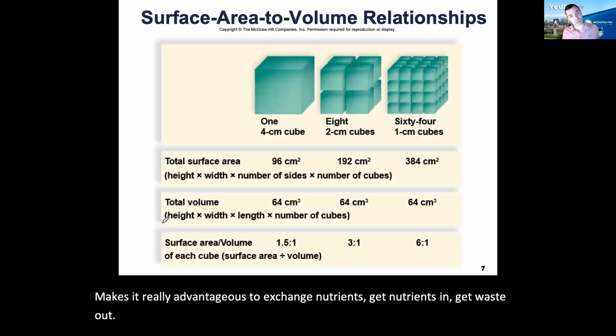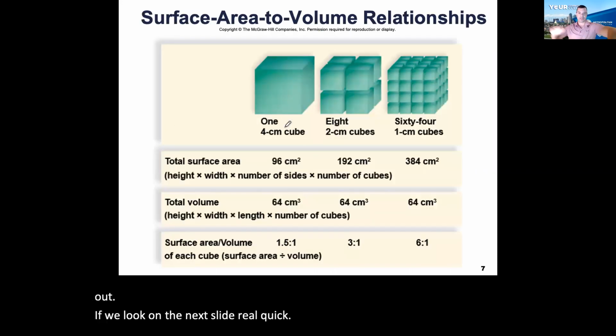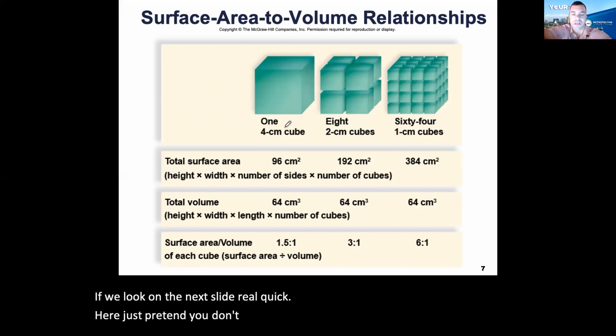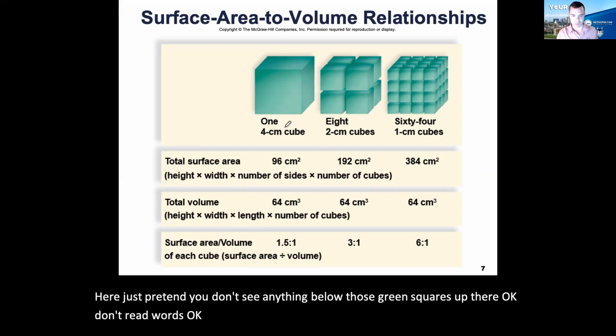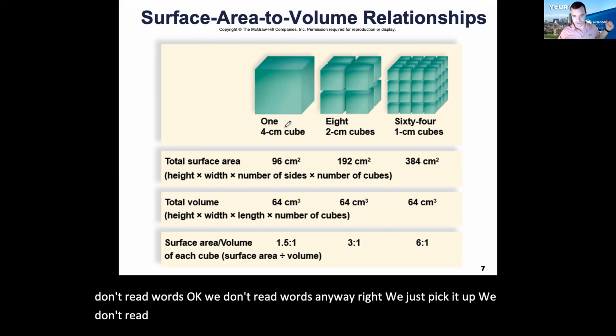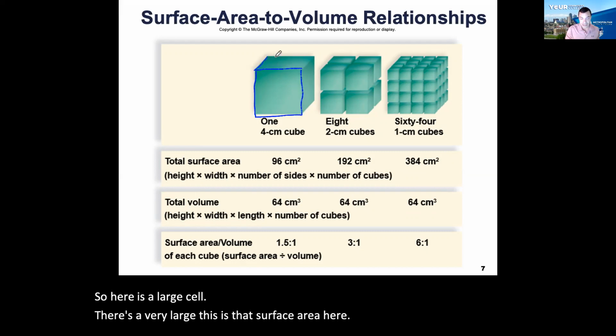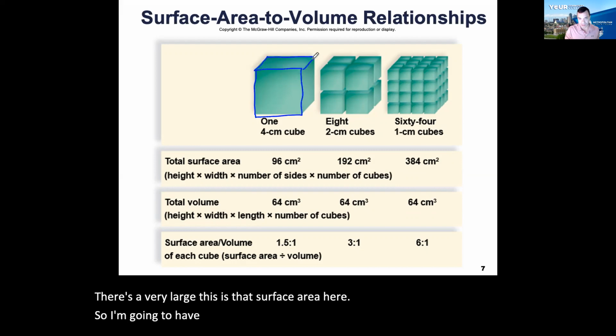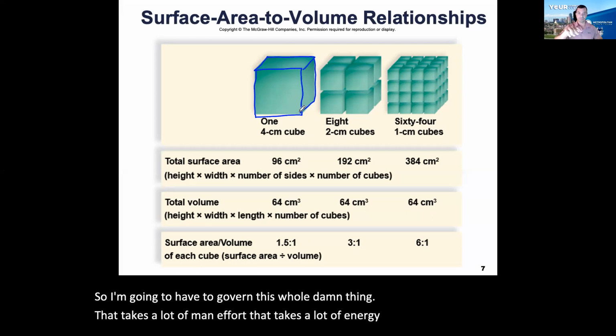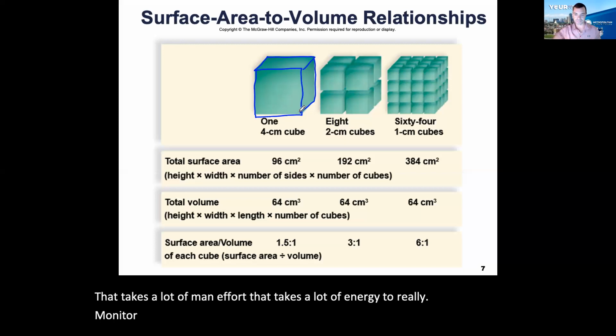If we look on the next slide real quick, just pretend you don't see anything below those green squares up there. Don't read words. We don't read words anyway, right? We just pick it up, we don't read the directions, we just start using stuff. So pretend you can't see it. Here is a large cell. It has a very large surface area here. So I'm going to have to govern this whole thing. That takes a lot of man effort.